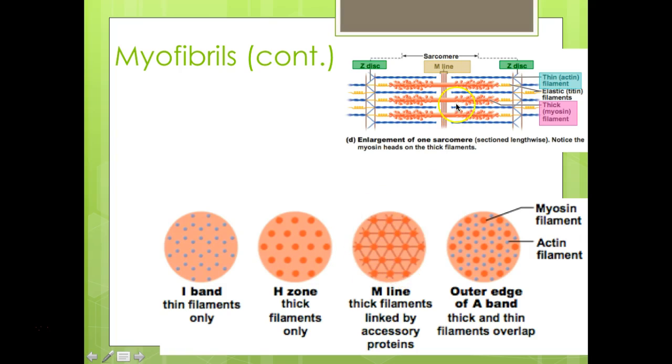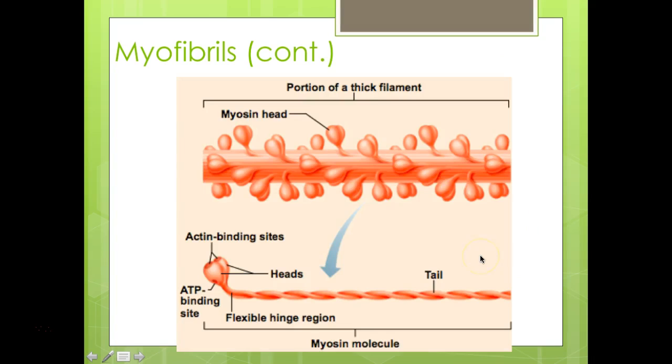Now at our M line, we see our thick filaments linked by accessory proteins, and that's what these vertical lines are representing for us. And then we have the outer edge of our A band, which would be right in this area, where we would see an overlap of our thick filaments and our thin filaments. So you see that down in here.